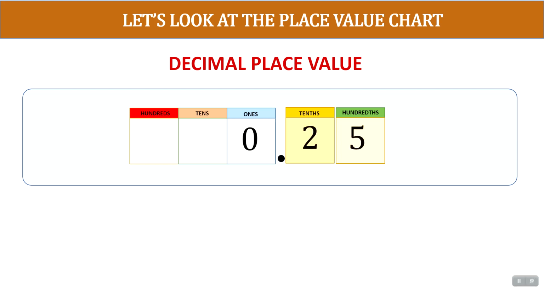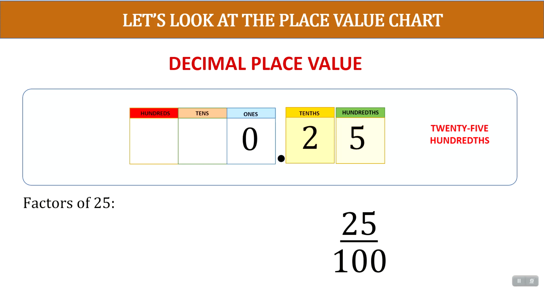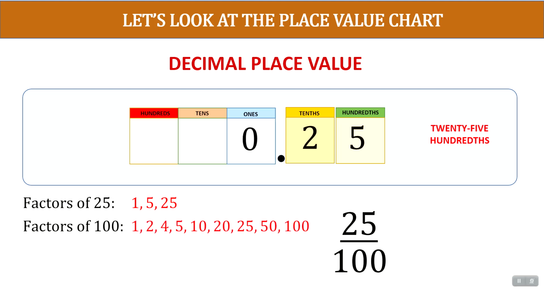What about 0.25? We read this as 25 hundredths. And we write this as 25 over 100. Again, it's not in lowest terms. So we list the factors of 25 and the factors of 100. Factors of 25 are 1, 5, and 25. And we listed the factors of 100 earlier. We know that that is 1, 2, 4, 5, 10, 20, 25, 50, and 100.